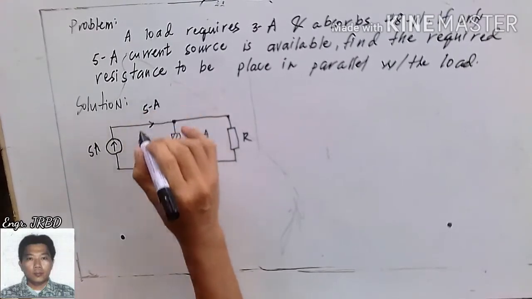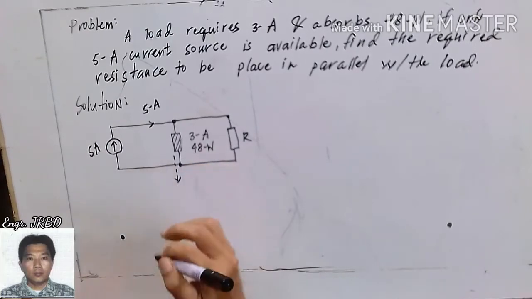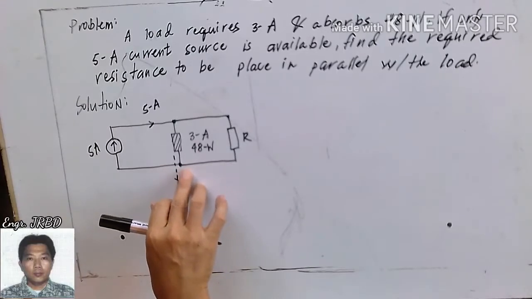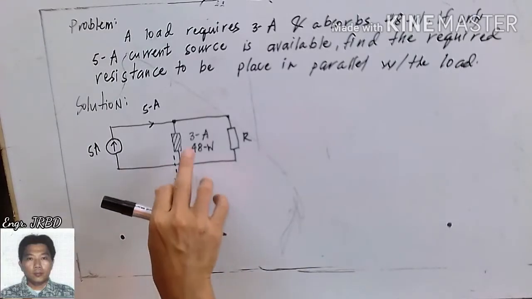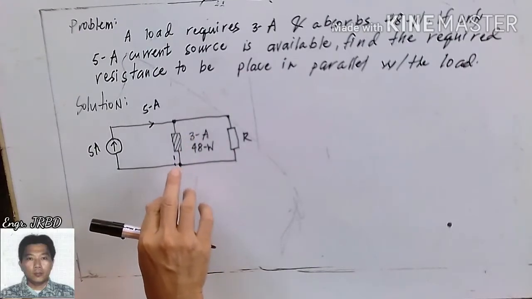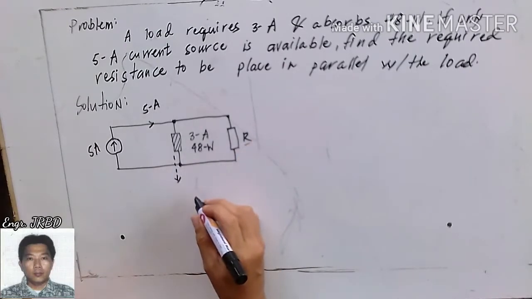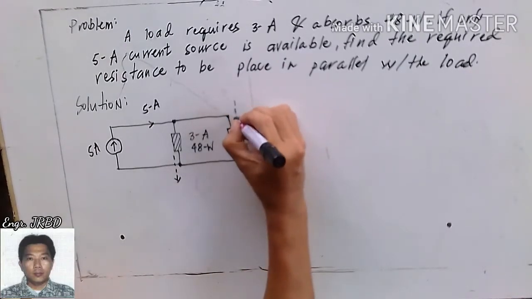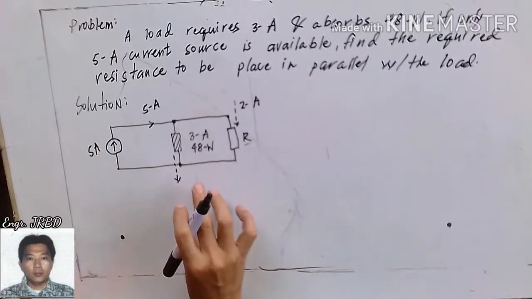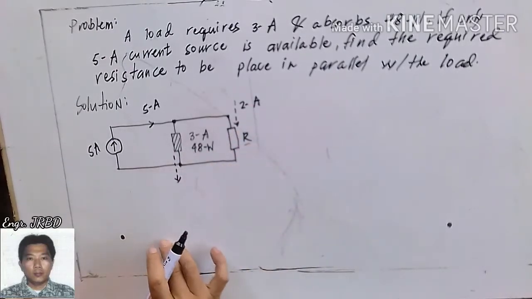If this entire 5 amperes will flow into this 48 watt load, what will happen? Your load will burn because the amperage capacity of this load is only 3 amperes. You need to divert the additional 2 amperes into another load. That is why we have here your parallel resistance R. The required current here is 2 amperes. In order to effect the diversion of 2 amperes, what should be the value of R?